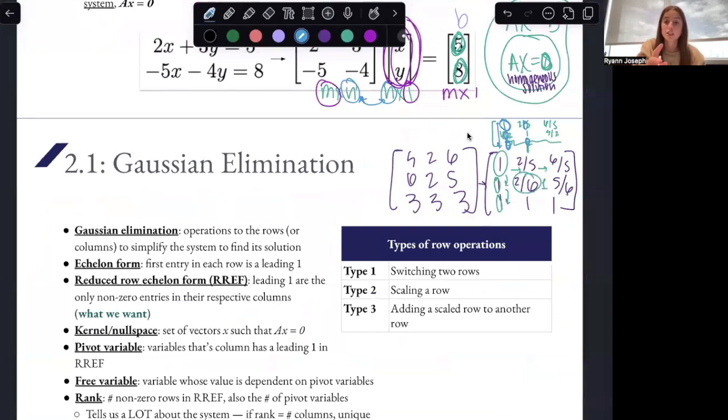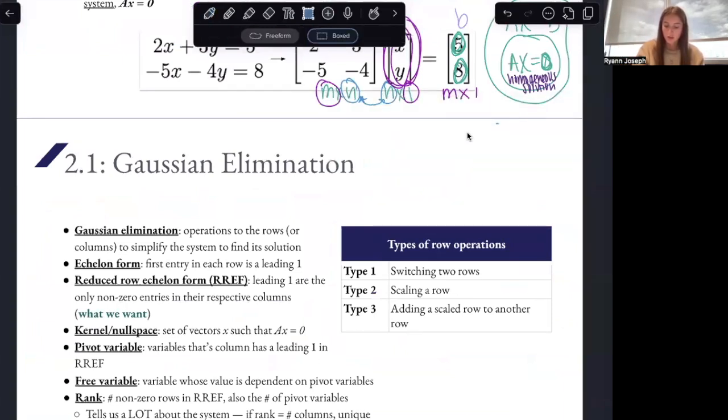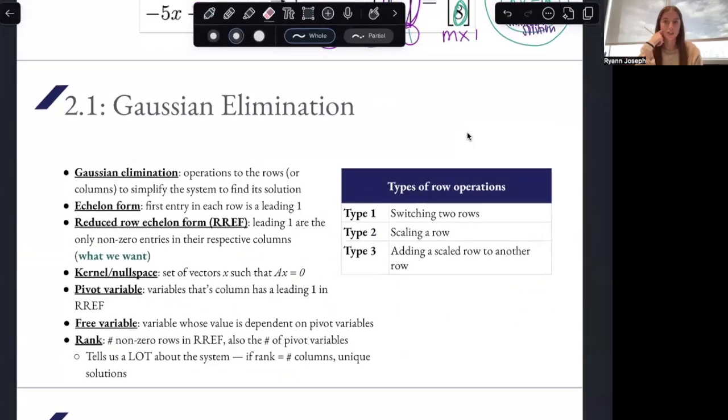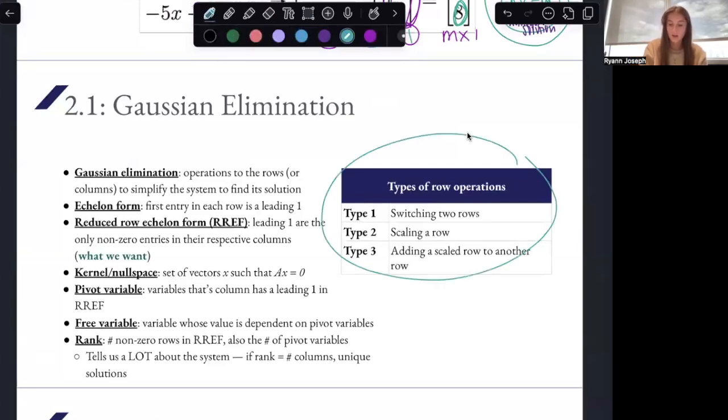So once we get to reduced row echelon form, we know the system in its entirety. We'll talk about how to solve for reduced row echelon form. Just know that that's what we're trying to get at. And the way that we get to reduced row echelon form is using row operations. I alluded to that before. There are 3 different types of row operations.